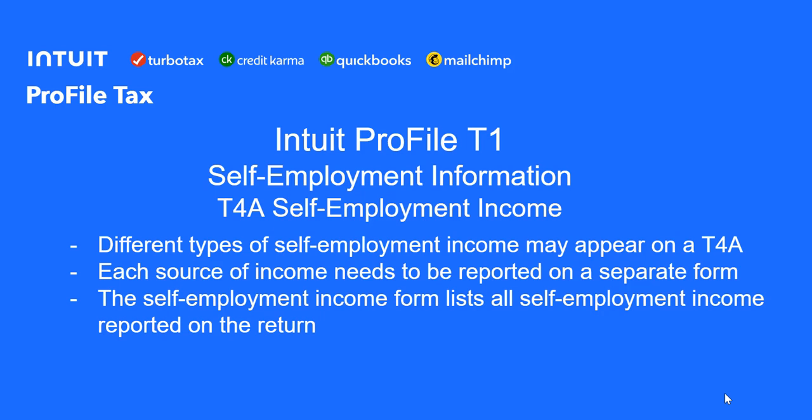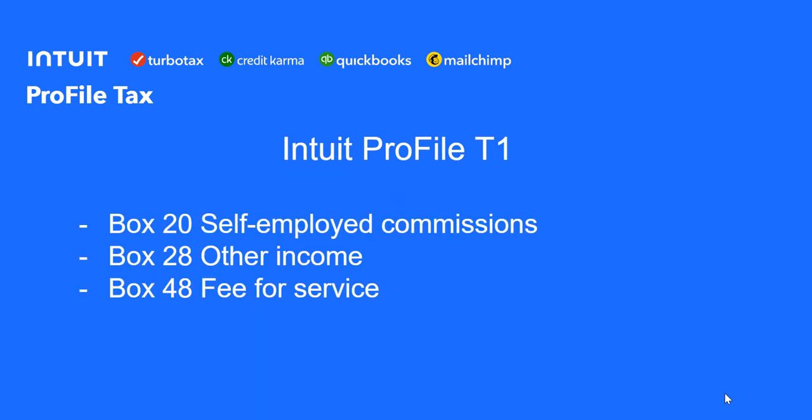There's different types of self-employment income that may appear on a T4A. Each source needs to be reported on a separate business form. And the self-employment income lists all the self-employment, so you can see what's on different forms related to self-employment. What we're going to look at are boxes that are frequently on a T4A. We see quite a bit. There's box 20, self-employment commissions, box 28, other income, and box 48, fee for service.